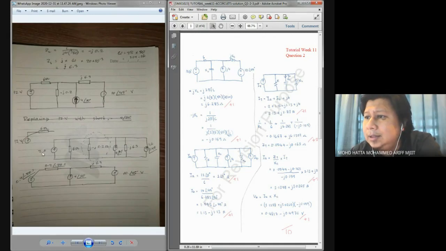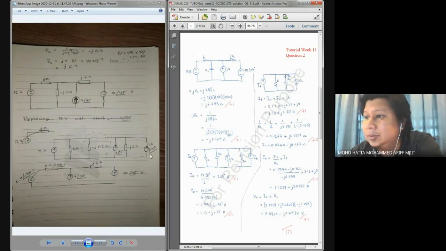Here he got the current as 2 ampere, and my calculation here is 2 with an angle of 0 degrees. So this is acceptable, and he should get 1 mark here. Also for the current on the right hand side, he got 1.6 with an angle of negative 45. Here I got 1.592 with an angle of negative 45.